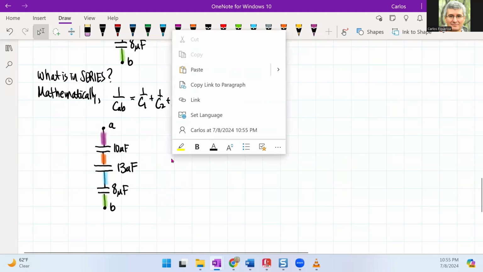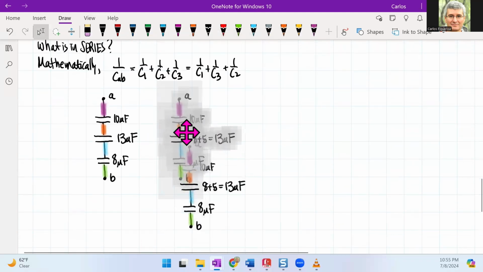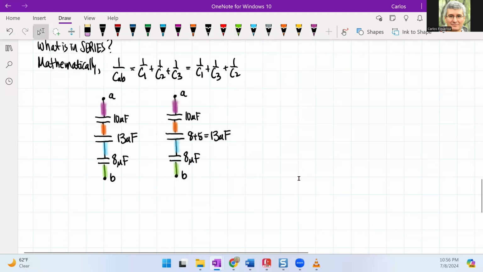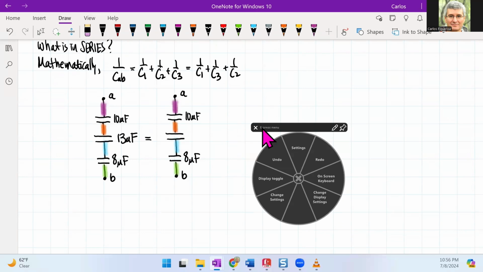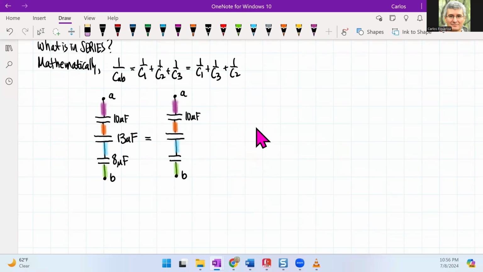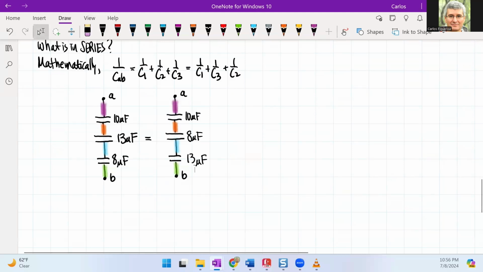Maybe what might be easier to manipulate is if we change the location of the 8 and the 13. I can do that without a problem. So any way that I can manipulate these to actually do this is better. Now, if I look at this mathematically, this is the algebra equation that I would have to solve.